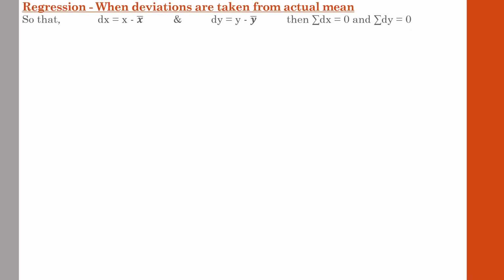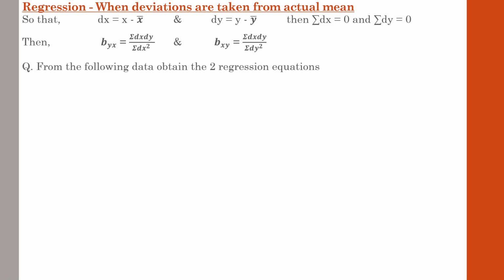Since sigma dx and sigma dy are 0, the equation can be changed to this form, where byx can be computed by sigma dx dy divided by sigma dx square, and bxy can be computed using the equation sigma dx dy divided by sigma dy square. So these are the equations for finding byx and bxy when deviations are taken from actual mean. It's quite easy. So let us try with an example.